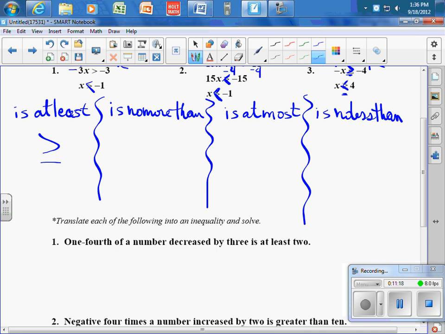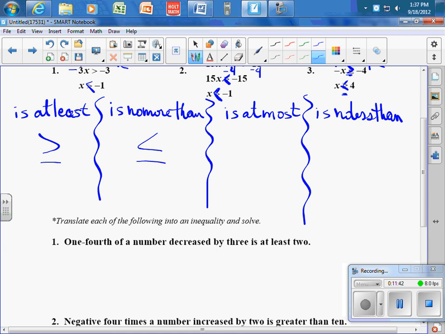Is no more than. How about that one? It can't be more than. It's not more than whatever. You can't have more than this. What does that mean? Can you have more than it? No. Can you have less? Yes. Can you have less or equal to? Yes, you can. Is no more than means less than or equal to.